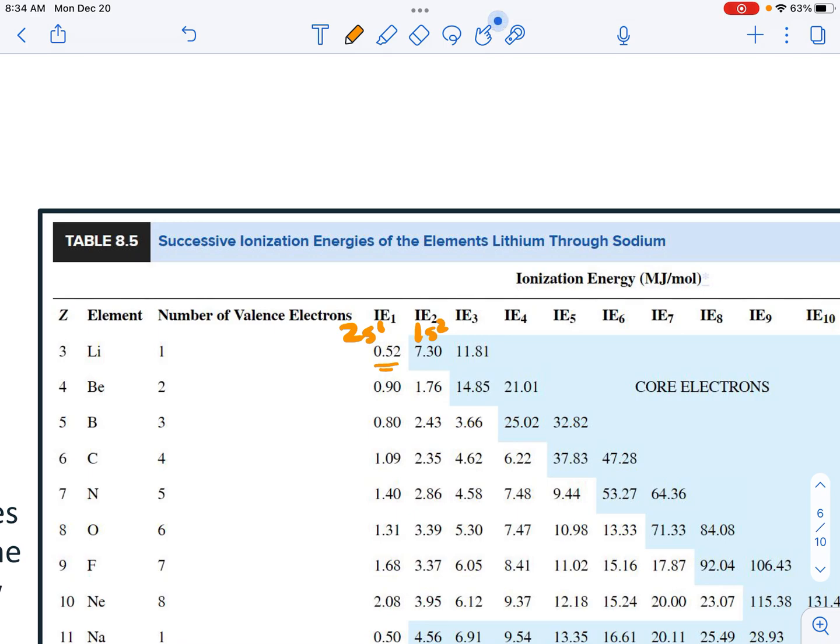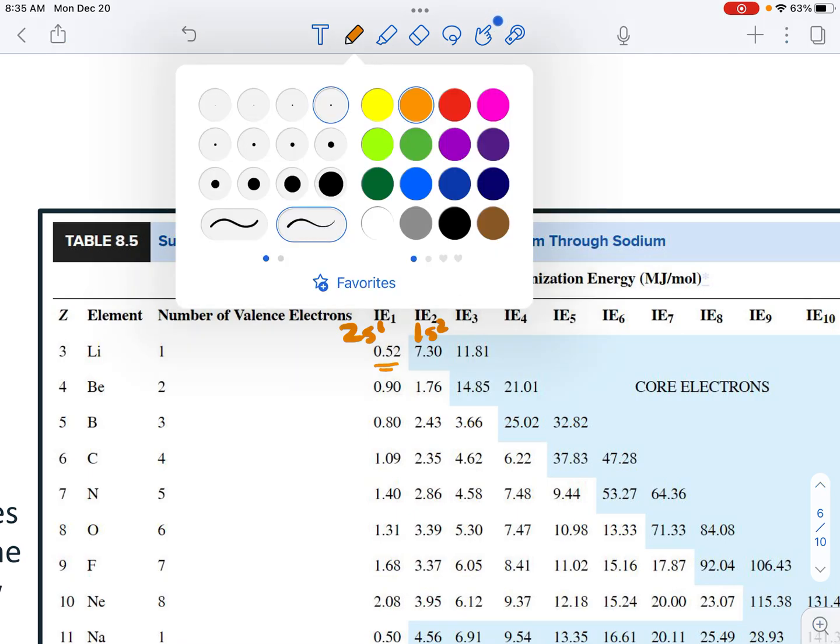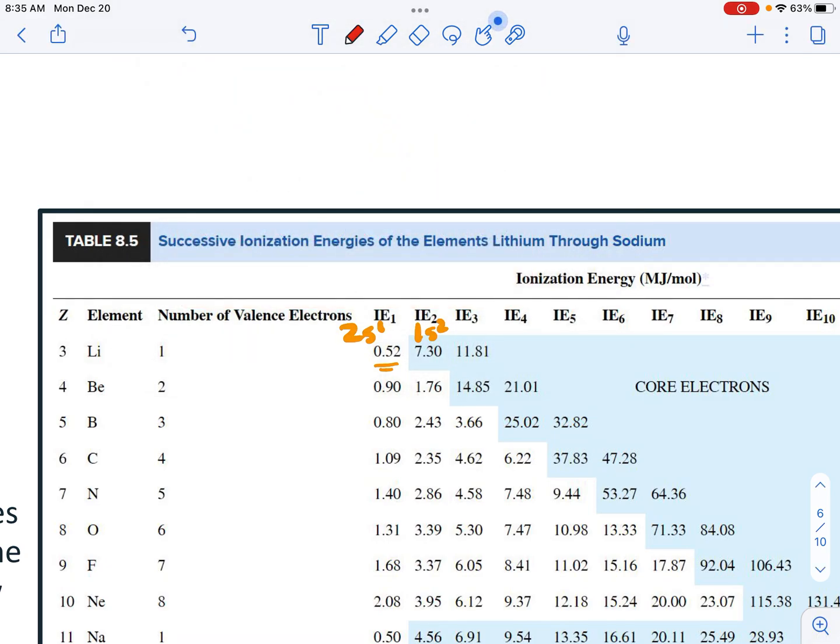We can do the same thing with beryllium, and we can say, notice that in beryllium, this would be the 2s2 electron, this would be the 2s1 electron. So yes, it's more difficult, but not dramatically so. This would be the 1s2 electron that you're trying to remove. So notice that it's a humongous difference.